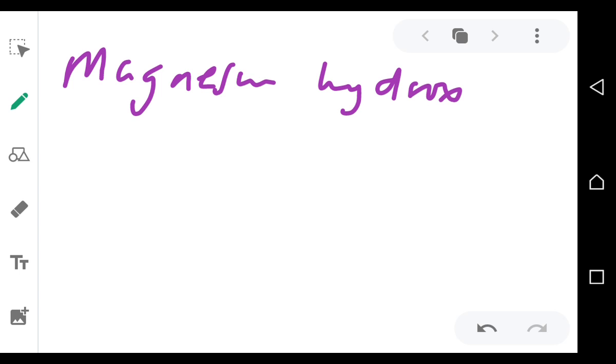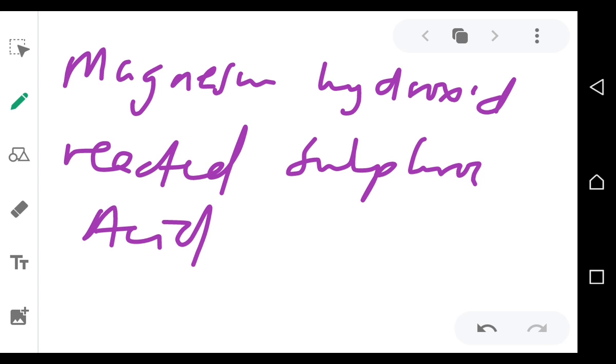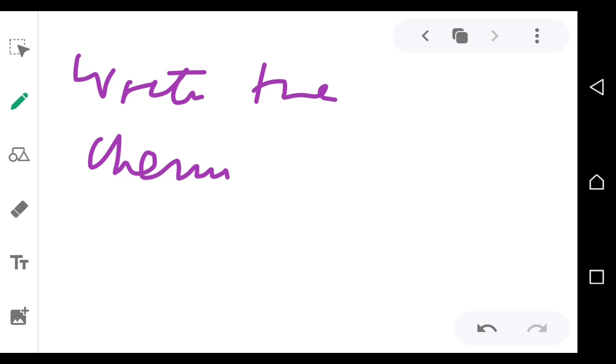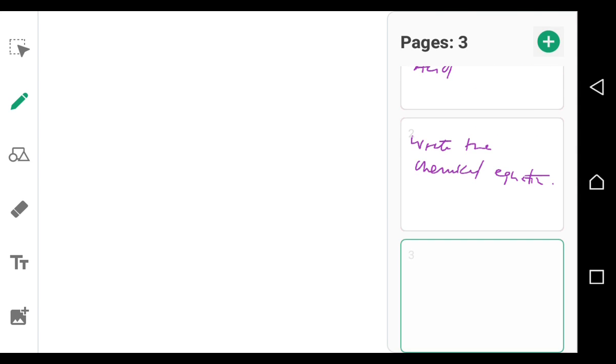Okay, for example, in the exam, they say magnesium hydroxide, you see, reacted with sulfuric acid, and then they tell you to write the chemical reaction. Write the chemical equation, for example, for that reaction. Now, before you write the chemical equation, you're supposed to write the chemical formulas first.